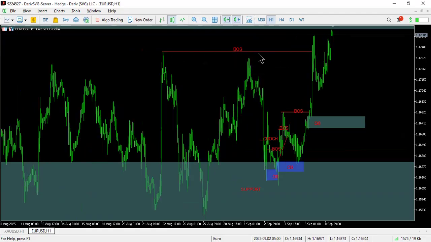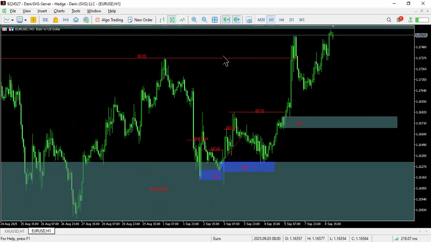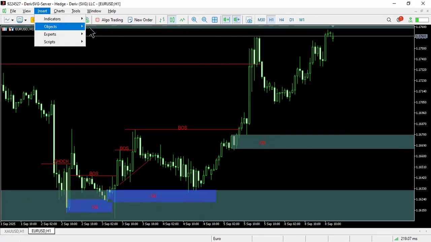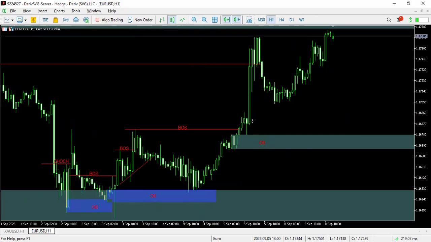but there was another break of structure, which is that high that price broke. So that is a break of structure, and then that is the order block, which caused that break of structure.